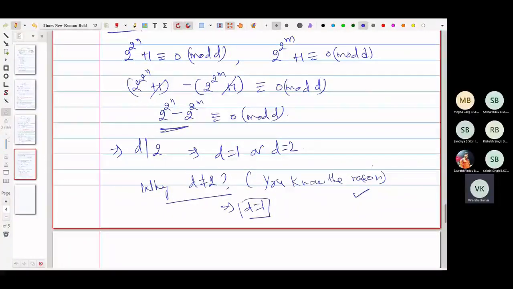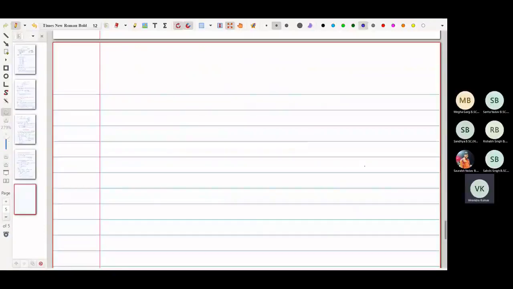There is another form of number which is called Mersenne prime. Mersenne numbers, and of course this is similar to the Fermat numbers. All Mersenne numbers are not prime.